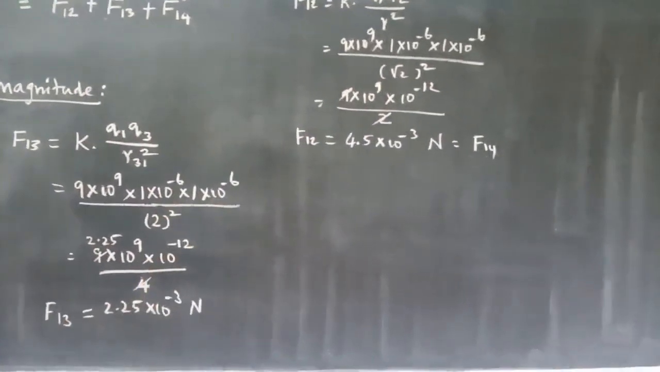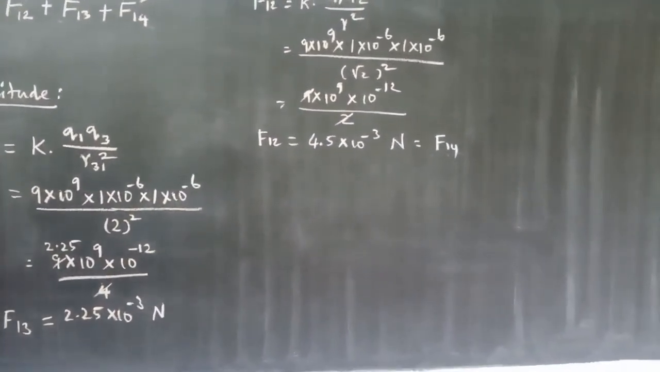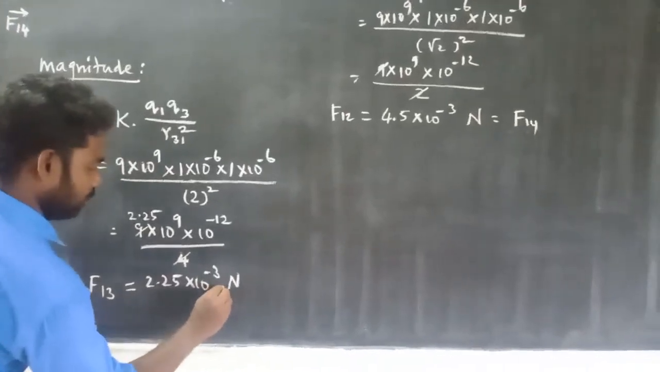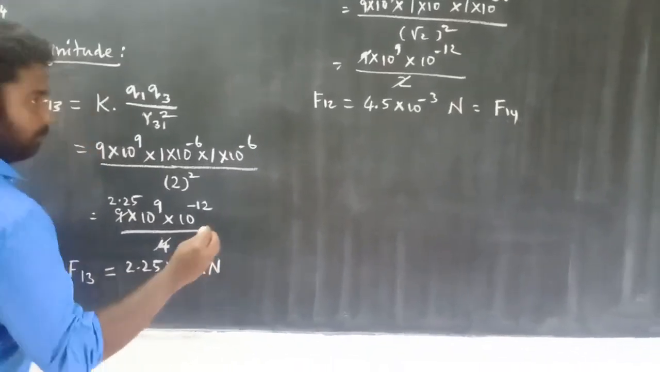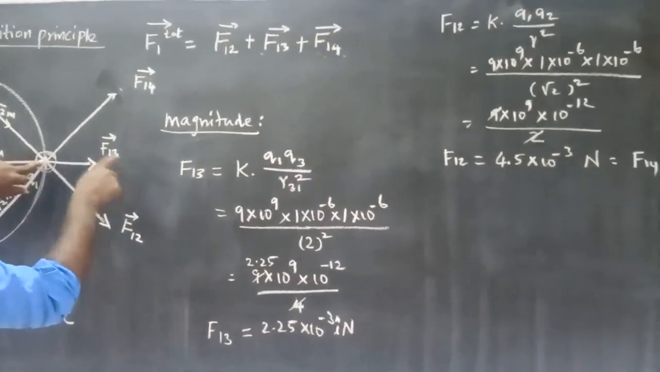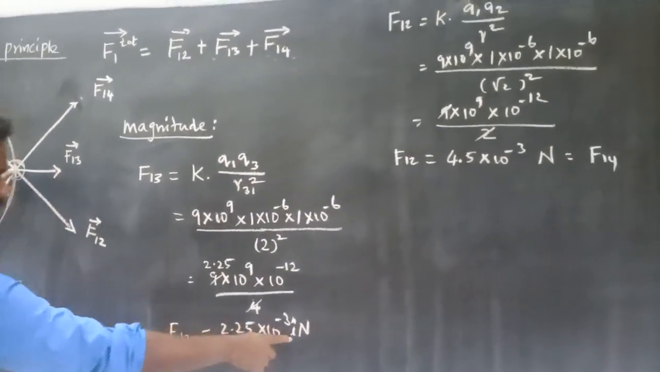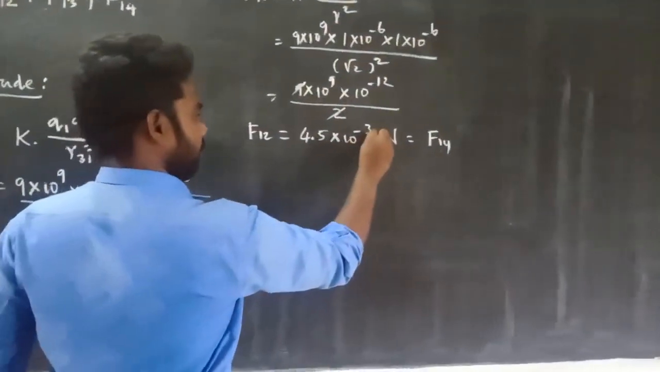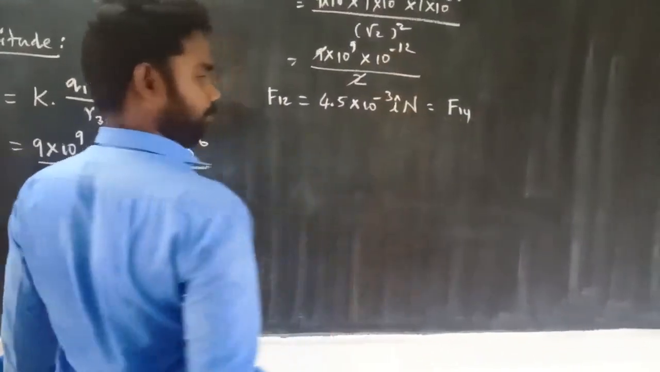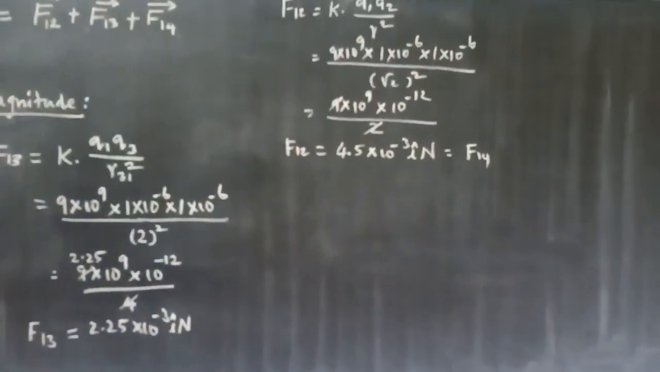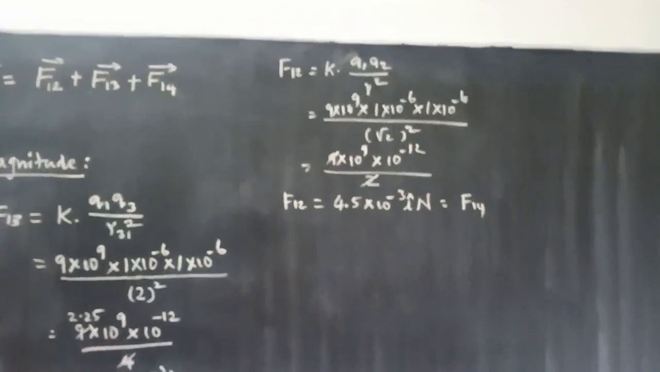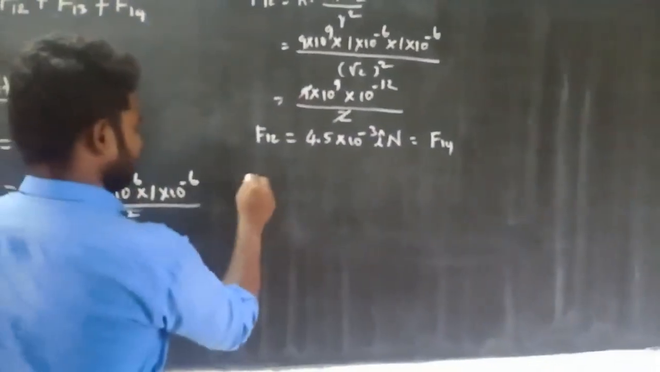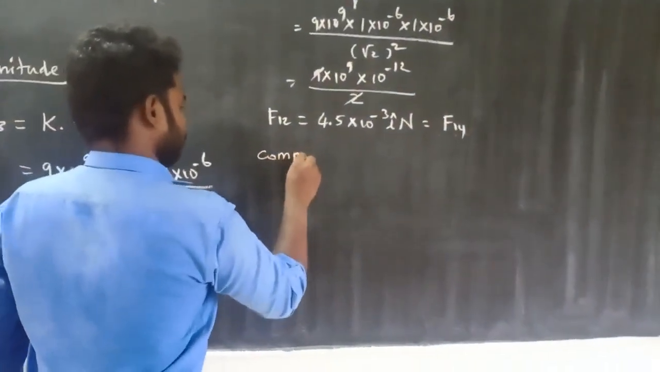Here you can use the direction also. So you can put I cap because F13 is acting in the positive x-axis. So you can use I cap here and here also. Then we have to discuss them in their components also.